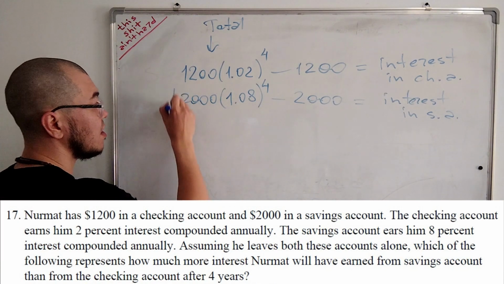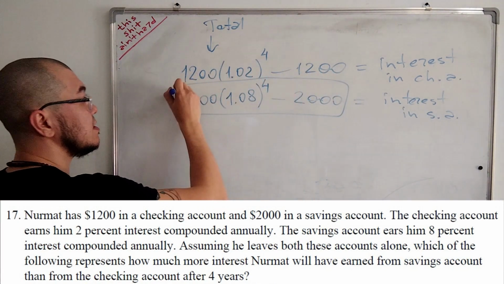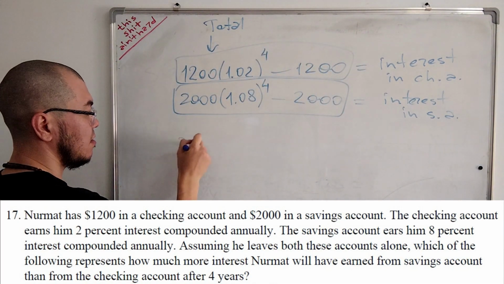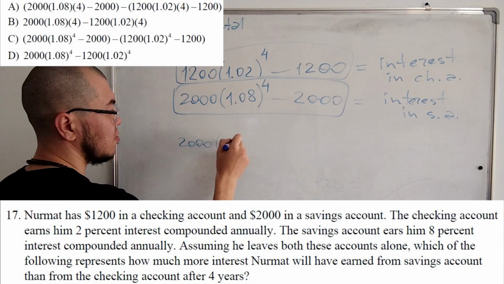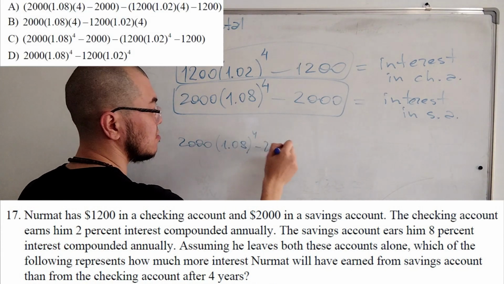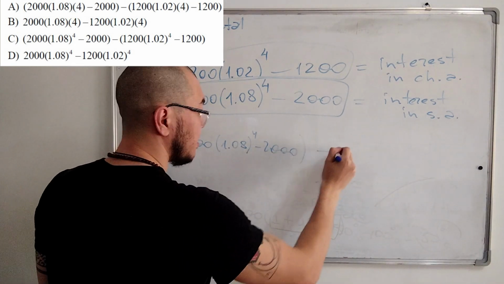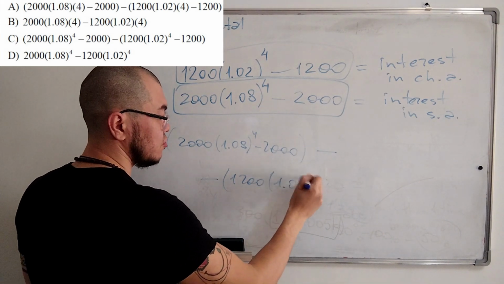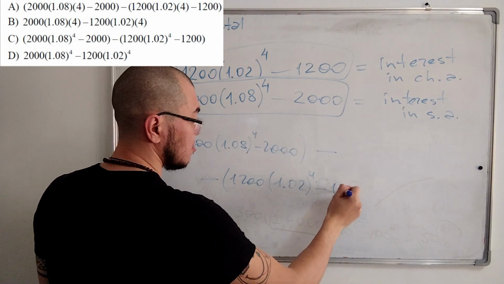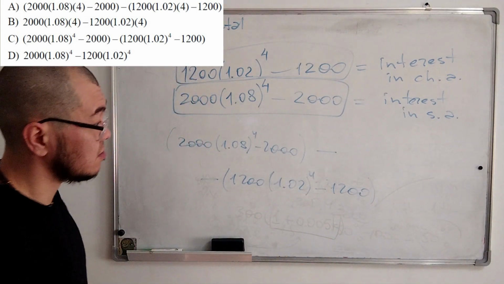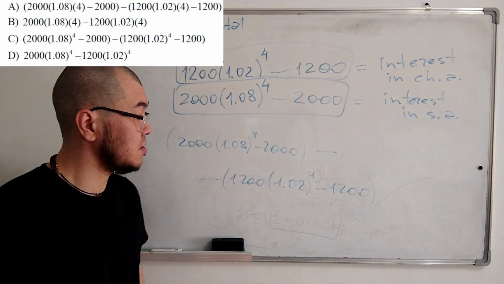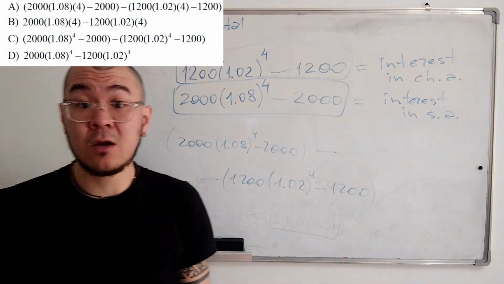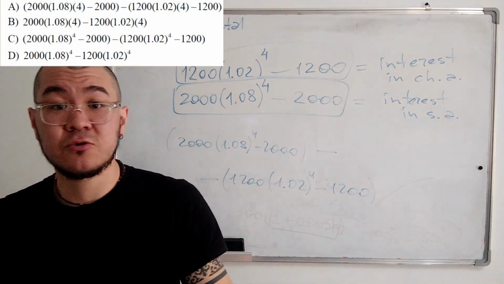Okay. So how do we find out how much more interest the savings account will give him than the checking account? We have to find the difference between this and this. And the answer will look like 2000 times 1.08 to the power of 4 minus 2000, minus 1200 times 1.02 to the power of 4 minus 1. And this will give us the difference between the interest in his accounts. Okay, let's go to the next one.